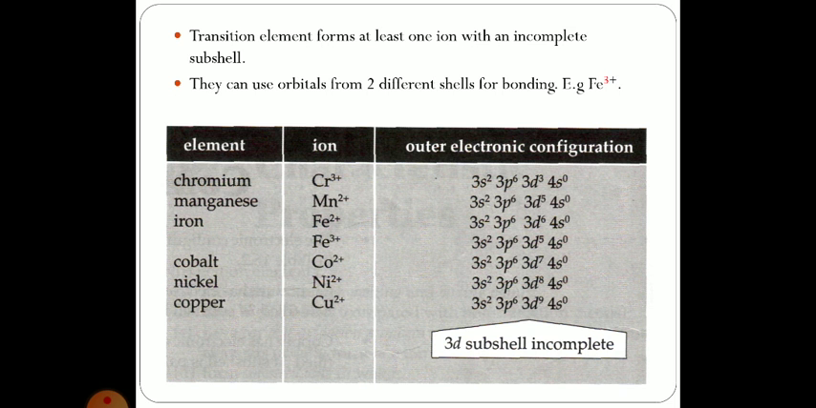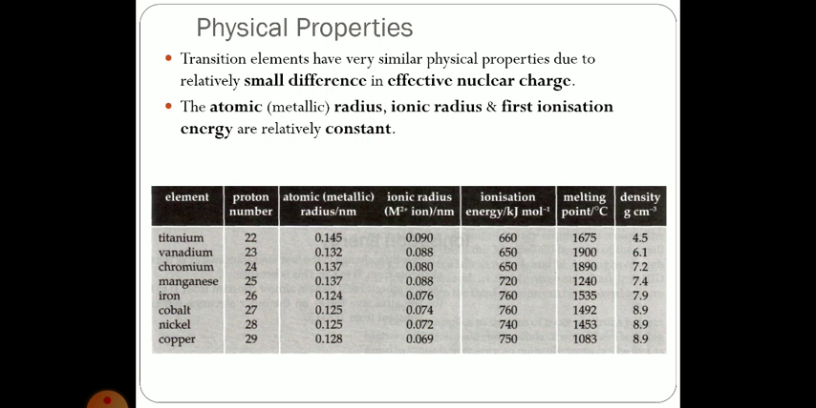Now, if we show the elements with their corresponding ions and electronic configurations, you will notice here that the 3d subshell is incomplete. Look at the elements with their corresponding ionic states. Chromium Cr3+ shows the electronic configuration 3d3 4s0, and manganese Mn2+ is 3d5, half filled, and like that for iron, cobalt, nickel, copper. You will notice, or you can conclude, that the 3d subshell is incomplete.